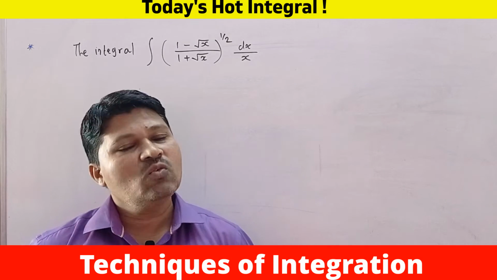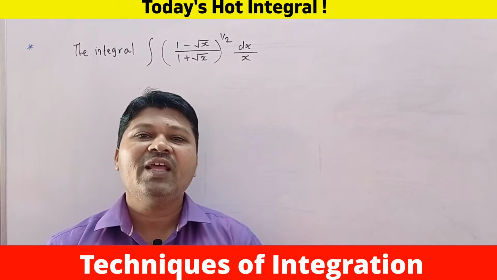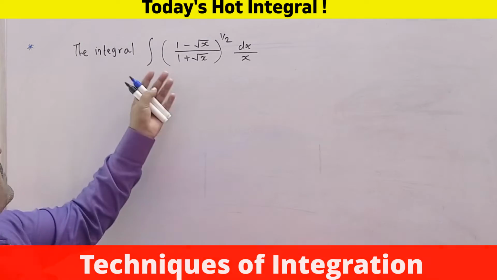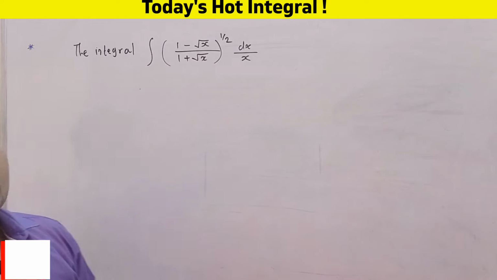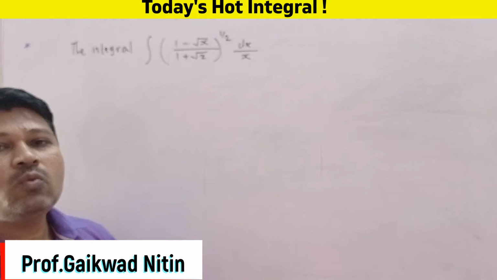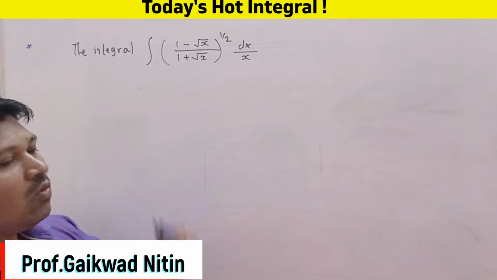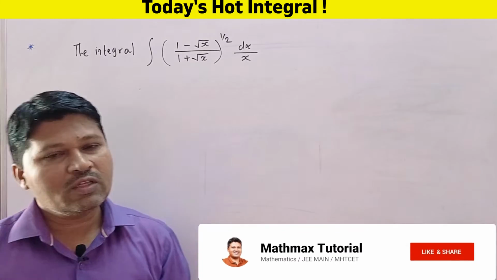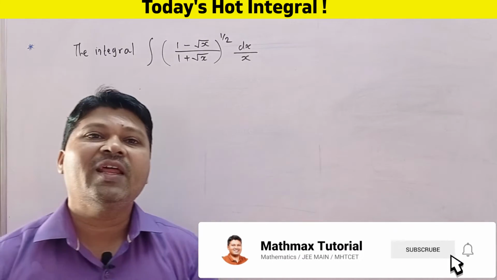Today we have seen questions on integration, and today's example on integration is the integral of root of (1 minus root x) divided by (1 plus root x), raised to power 1 by 2, dx divided by x. Now if you want the simple solution, watch the video till the end.